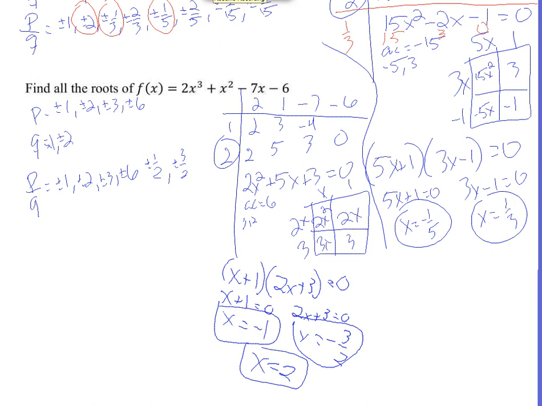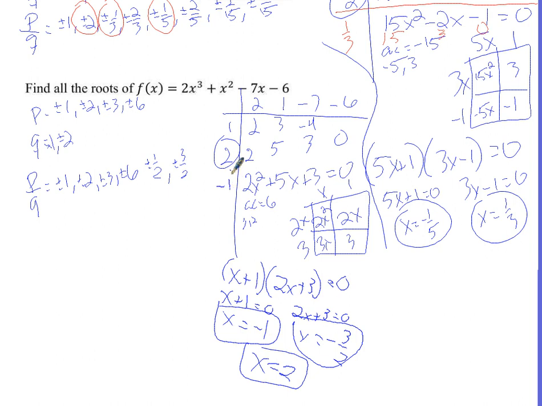I want to drive home one more point. Notice that negative 1, positive 2, and negative 3 halves are all sitting here. They were all there. So that's good. And up here, we could have continued on, draw a line, and then try another one. Maybe negative 1, since we got a negative 1 sitting here.